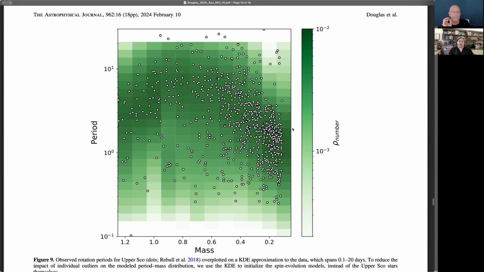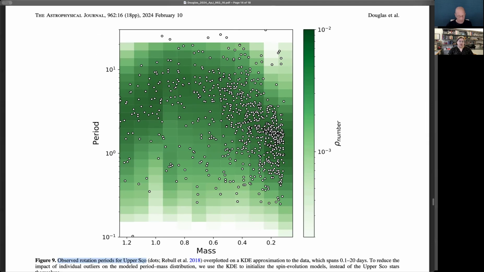In each case, we initialize our model using the distribution, or an approximation to the distribution, of periods in Upper Sco. So that's what's shown here. We have period versus mass, where the points are observed data from Louisa Rebull's paper on Upper Sco, showing period as a function of mass. And then the green histogram in the background is the number density of points smoothed by a kernel density estimator in each mass bin.